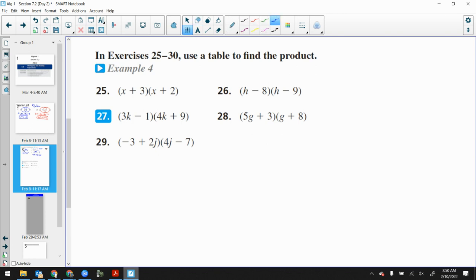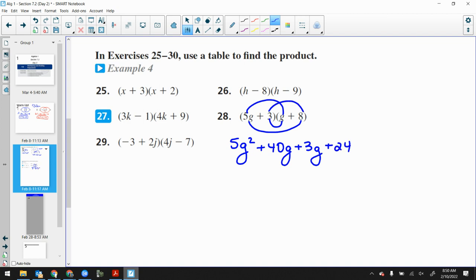All right, so again, I want to FOIL this, and I see that because it's a binomial times a binomial. 5g times g is a 5g squared. 5g times 8 is a plus 40g. 3 times g is a plus 3g. 3 times 8 is a 24. So I have a 5g squared plus 43g plus 24. That make sense?